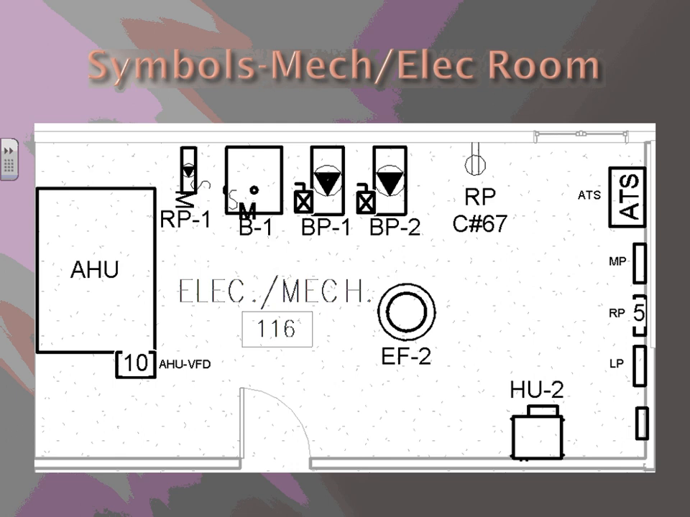And just a few symbols I want to show. In the electrical room, we have the air handling unit, the recirculating pump, the gas boiler control circuit, along with the two boiler pumps, and then your basic receptacle, ATS, main panel, receptacle panel, lighting panel, and right next to the lighting panel is the lighting control panel. The heating unit, along with the fan, and then with that on the air handling unit is the VFD.